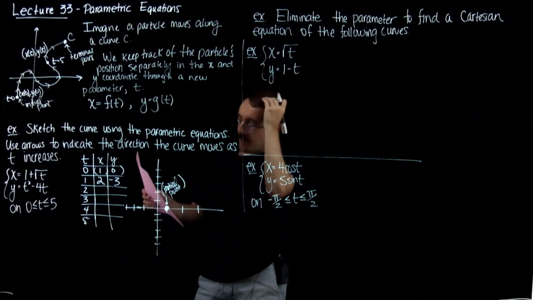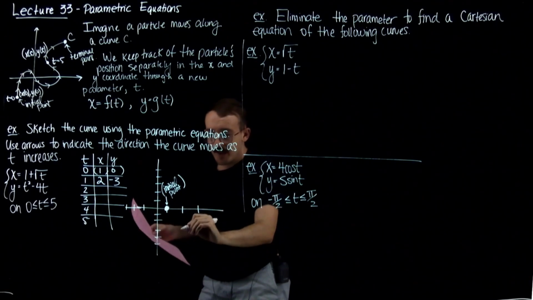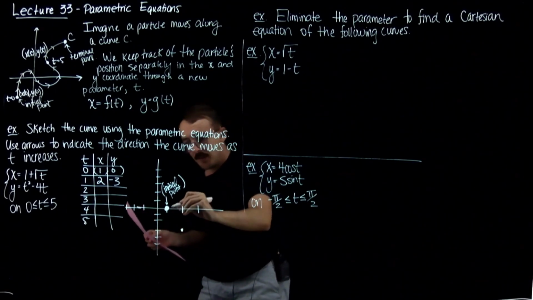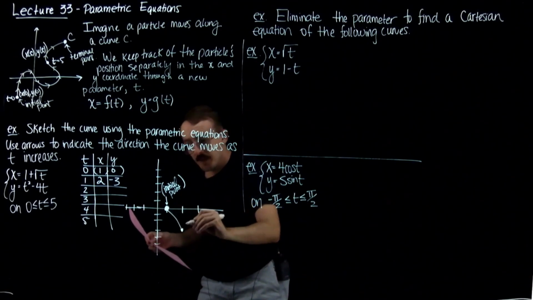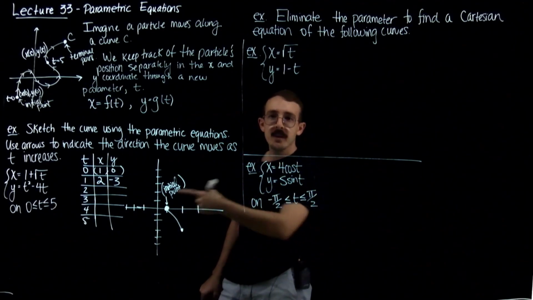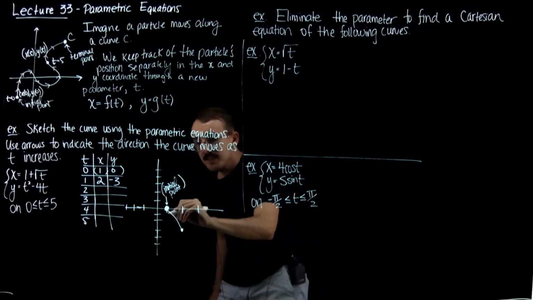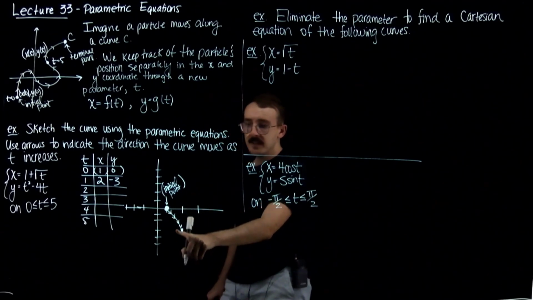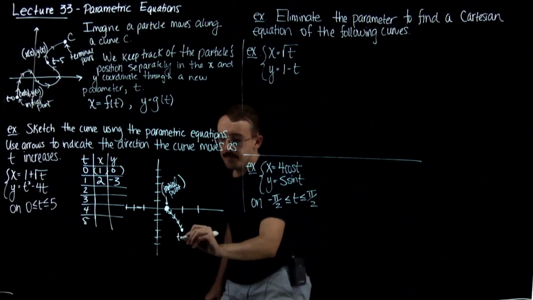So if I plot the point (2, -3), it's down here. So what's happened is we've moved from here to here after 1 unit of time, or whatever t is supposed to represent. And this is the direction we moved in. We started from this point, and we moved down to here at t equals 1.